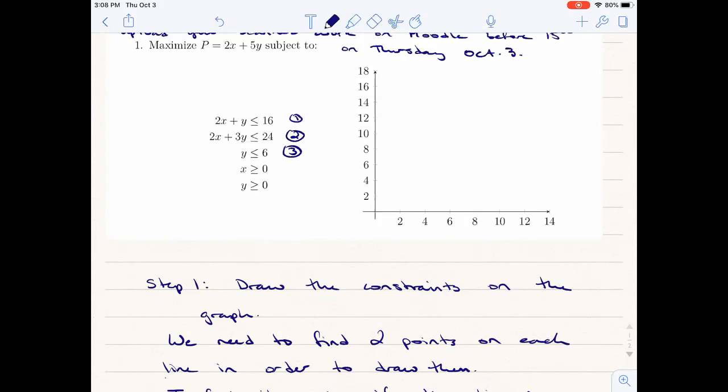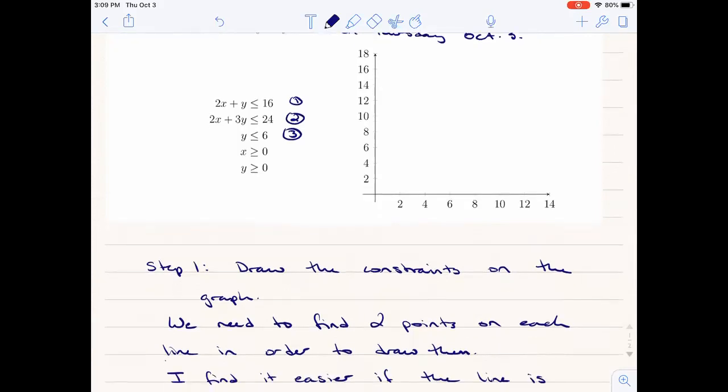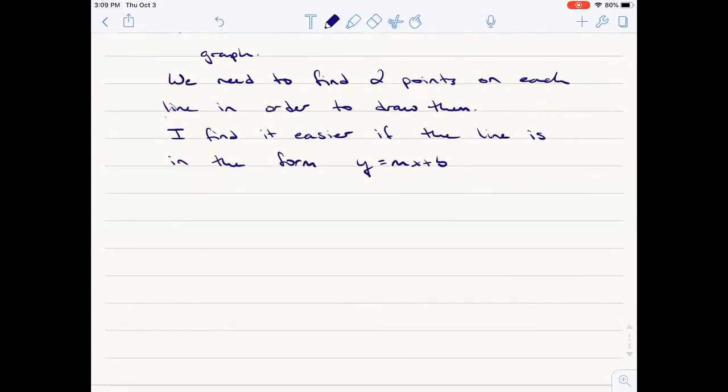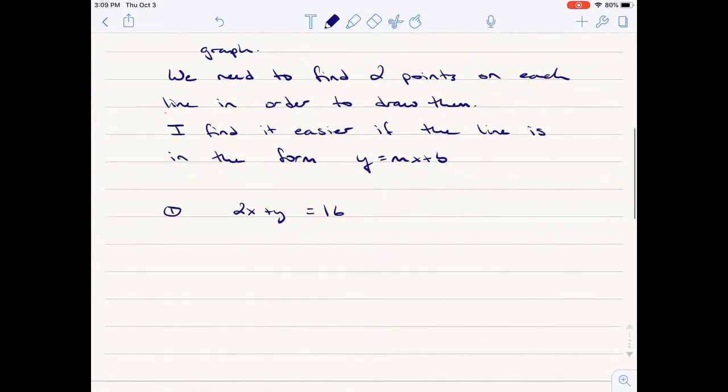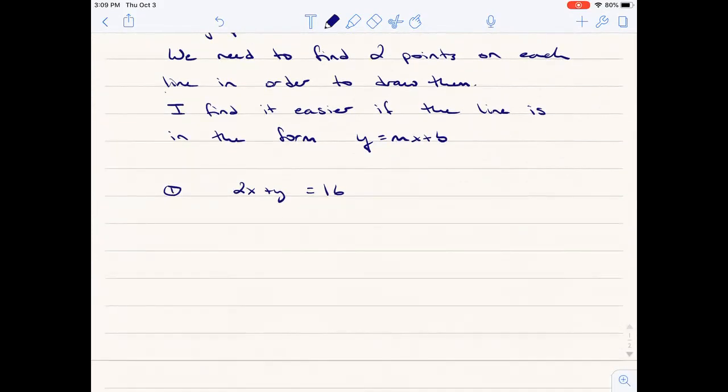All right. So equation 1, 2x plus y is less than or equal to 16. We want to draw the line of 2x plus y equals 16, right? That's the line. The inequality tells you the region that you want, so it's always going to be everything below it. Okay. So equation 1, if we're solving for y, we get y is 16 minus 2x. That was easy.